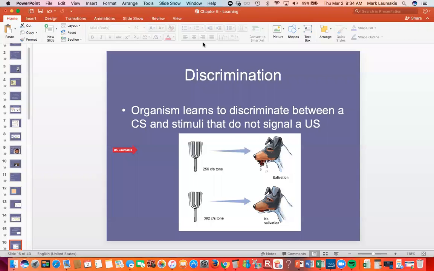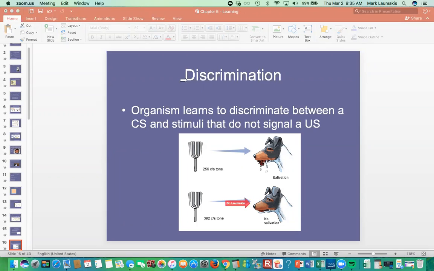Right? So if I responded to a picture of Bruno Mars by blinking, but not to a picture of some other singer, then I'm showing some level of discrimination, right? On the slide here, what we have is the dog salivating in response to a lower pitched tone, but not salivating in response to the higher pitched tone that is being presented to it.